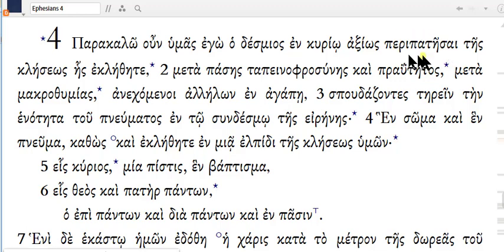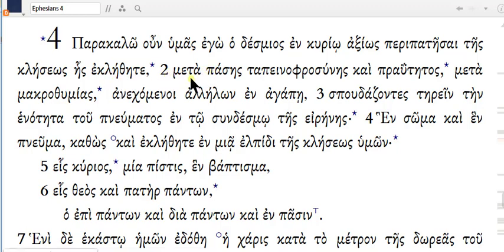And we have an infinitive here. You haven't learned those yet, but it's to walk, axios, to walk worthily. And then I have tes kleseos. You don't know this word, but you know this one. And what case is it? It's genitive. So it's worthily of the calling which you have been called, meaning to which you've been called.